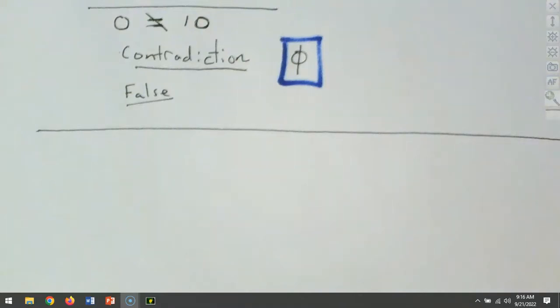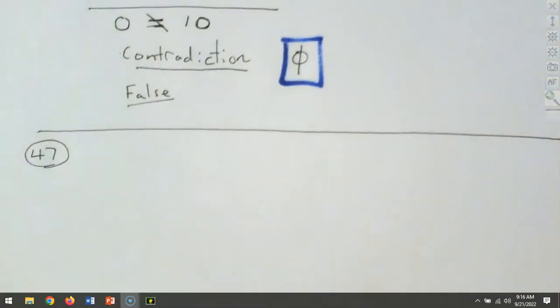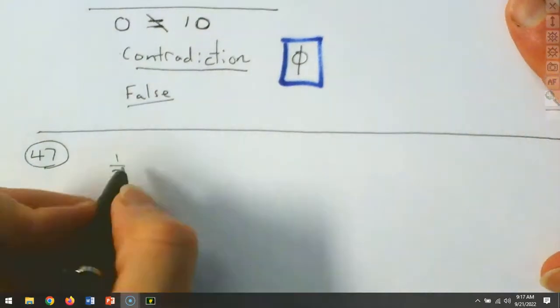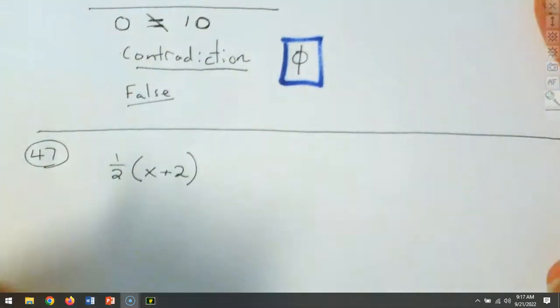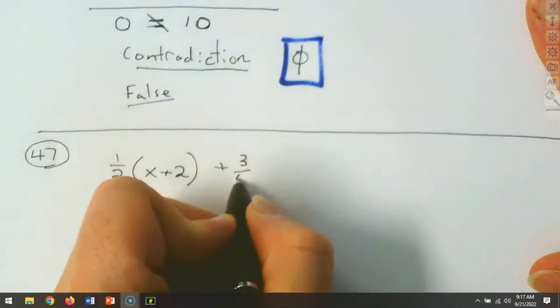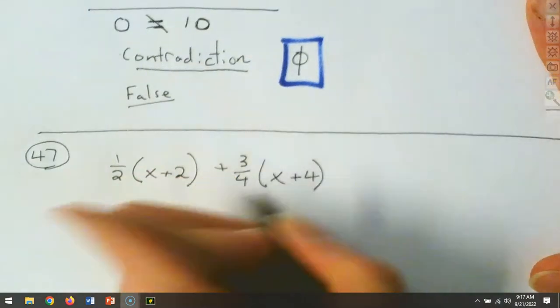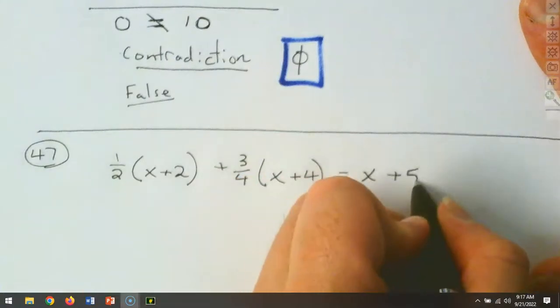Well, let's look at another one where we get a solution. How about question 47? This one's going to give us a solution. And we've got 1/2 times x plus 2 plus 3/4 times x plus 4 equals x plus 5.